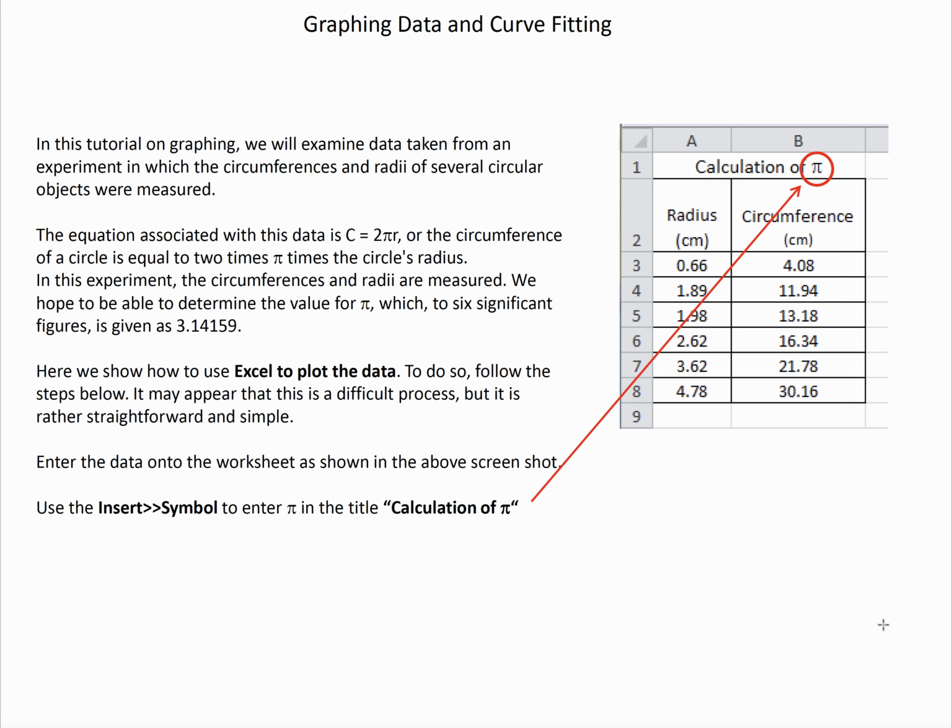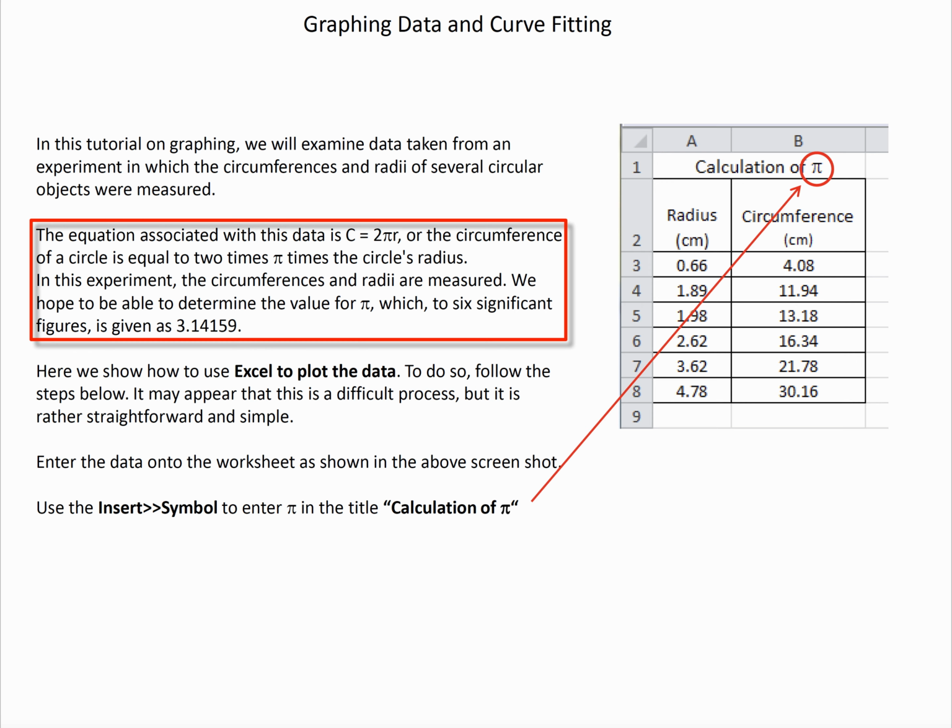In this tutorial then on graphing, we'll examine data taken from an experiment in which the circumferences and radii of several circular objects were measured. So you're given the data over here from a fictitious measurement that was used to calculate the value of pi. The equation associated with this data, the circumference is equal to 2 pi times the radius, is then used. C equals 2 pi r.